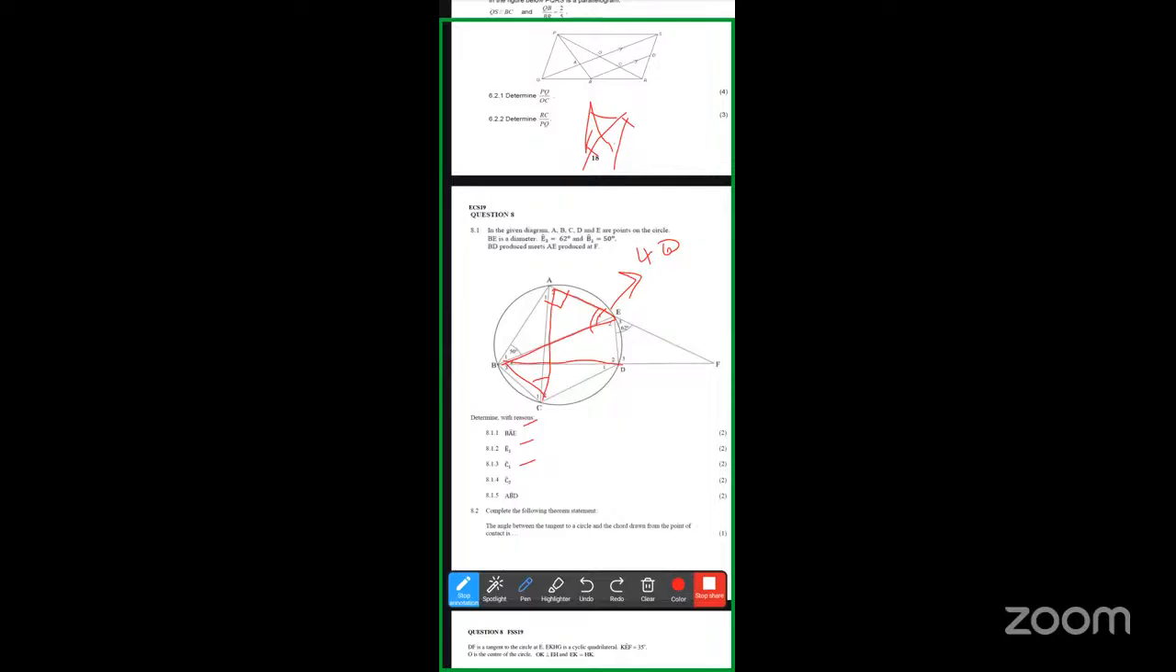This is the cyclic chord. This is the line produced from AE. This angle is equal to that angle. What do you think, guys? I gave you some hint. What do you guys think?